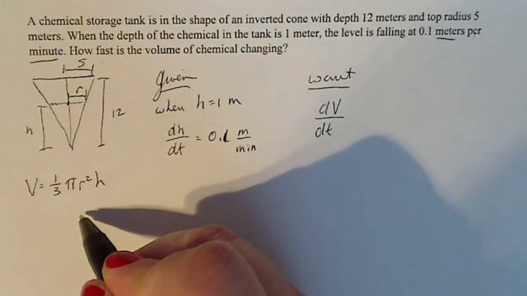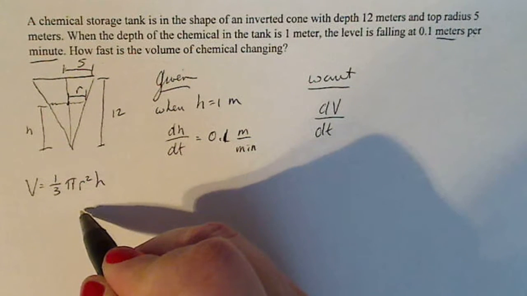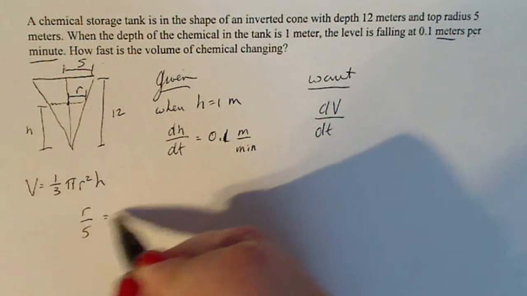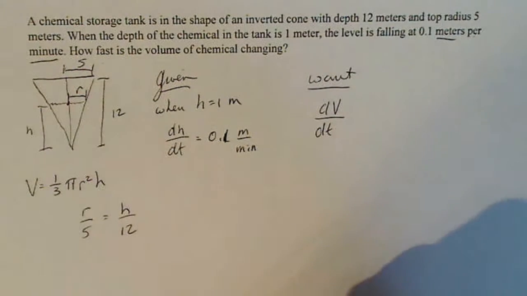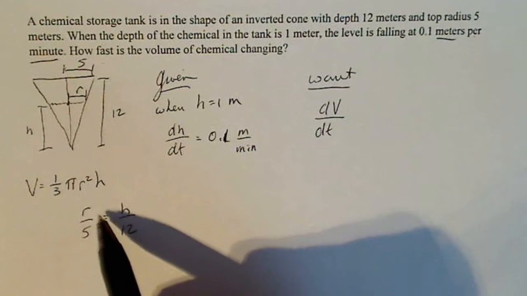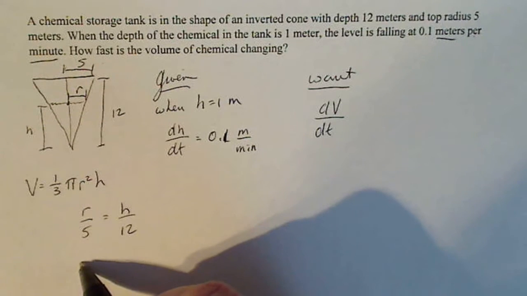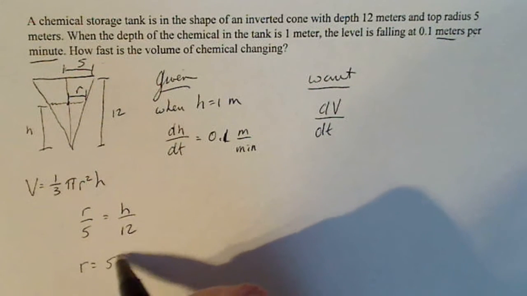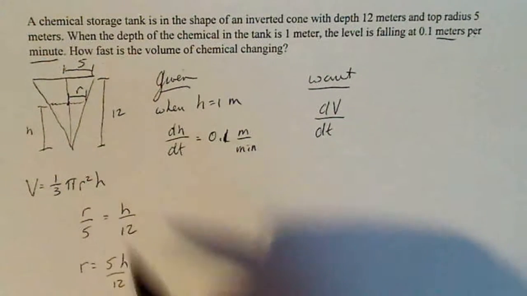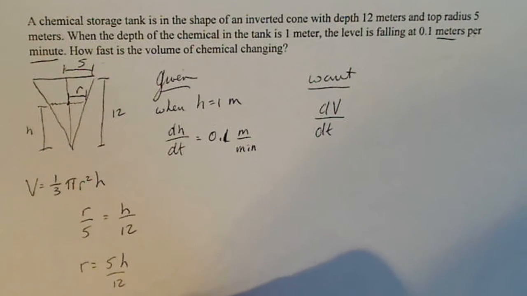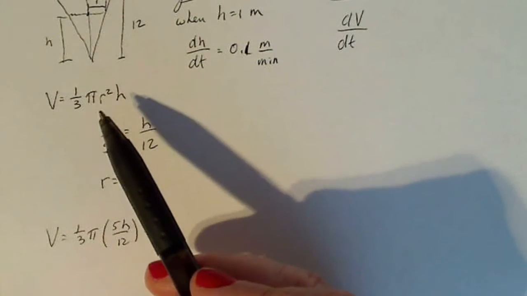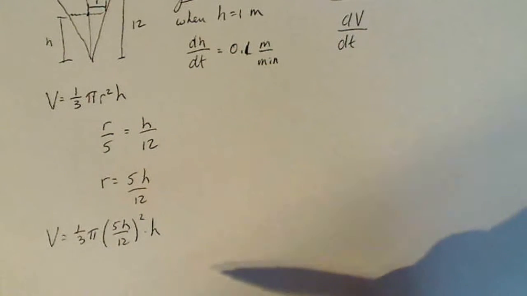That means that R is to 5 as H is to 12. And since I want V as a function of H, I do want to substitute something in for R. So in this case, solving for R, I get R equals, multiply both sides by 5, 5H over 12. So in my volume formula, I'm going to rewrite 1/3 pi R, which is 5H over 12, squared times H. Sorry. I'm going to replace R here with R here, and then I'm going to simplify.